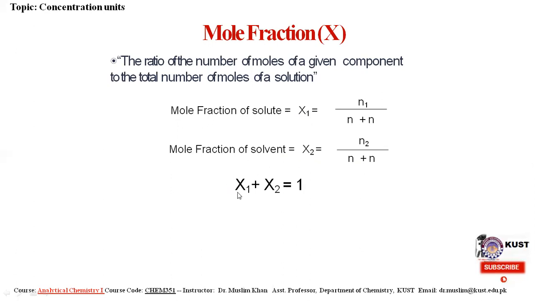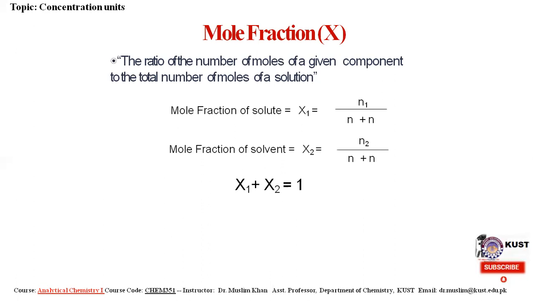So these two are the ratio of the number of moles of the solute to the total number of moles of the solution, and the number of moles of the solvent to the total number of moles of the solution. When you calculate x1 plus x2, it must equal 1. x1 will always be less than 1, x2 will always be less than 1, but the sum of the mole fractions of all the components present in the solution will be equal to 1, because this is a mole fraction.